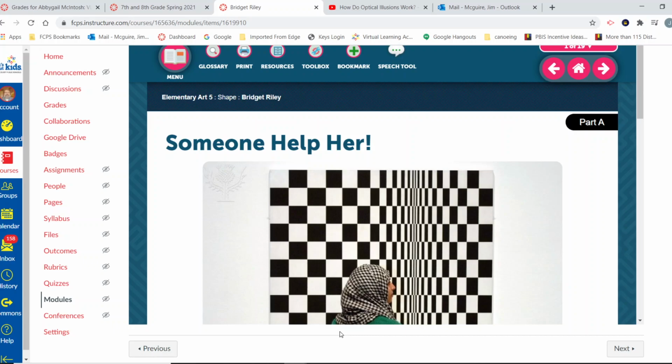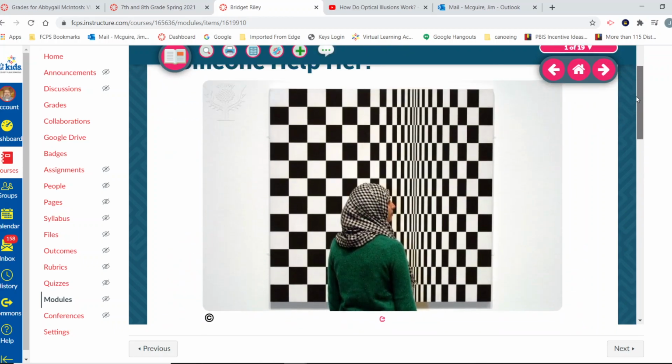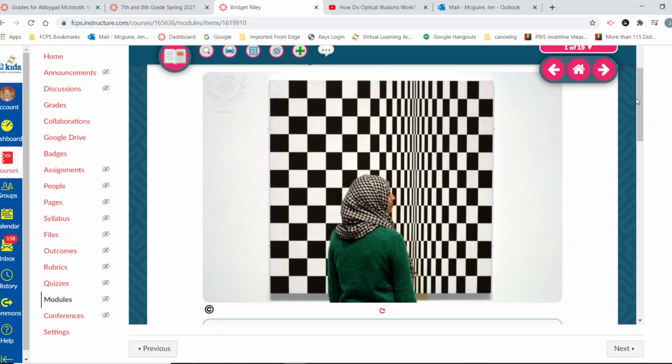Today we're going to start talking about Bridget Riley. Bridget Riley is an amazing artist and someone who was groundbreaking, someone who did something that a lot of artists hadn't done quite the same way, and a lot of her work is incredibly unique. And there's some interesting things about her.